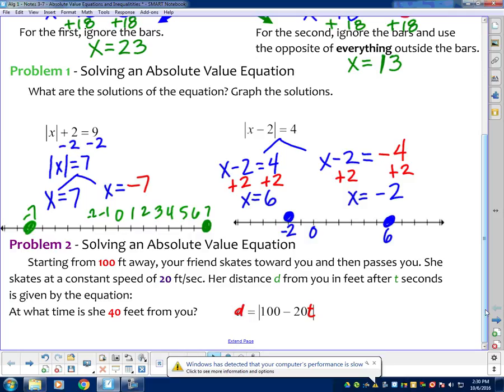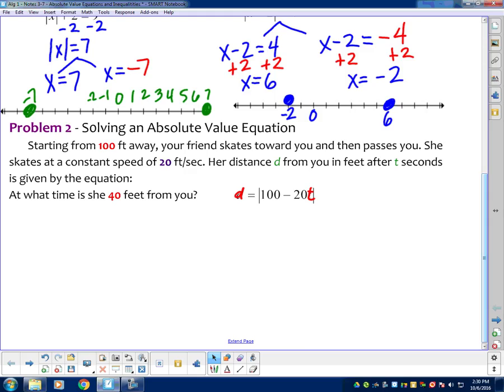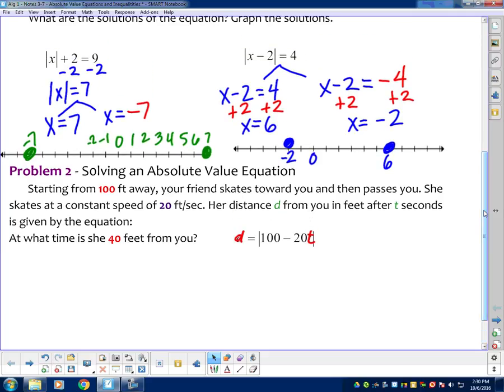Okay, so let's plug in our distance here. She's 40 feet away. They want to know how much time that takes. So we're going to put 40 right here. And we've still got the absolute value of 100 minus 20t. Oh, D is 40. Yeah, they told us to put in 40 feet for D.